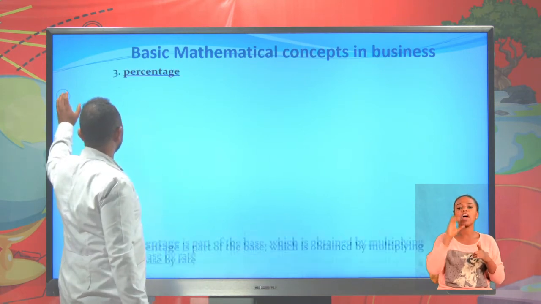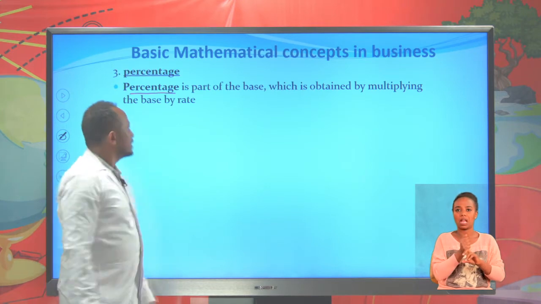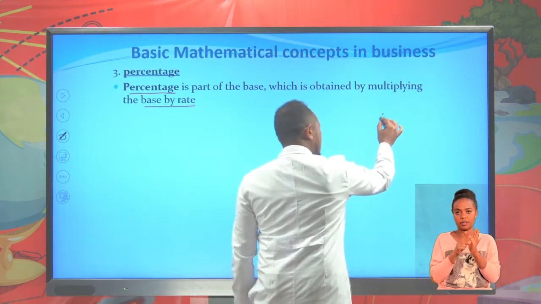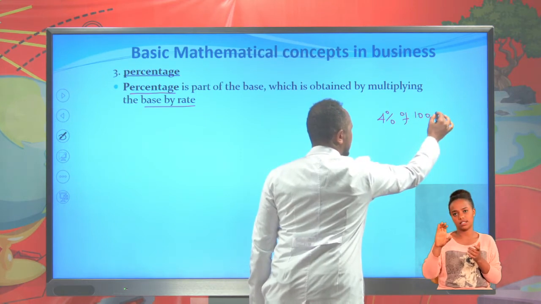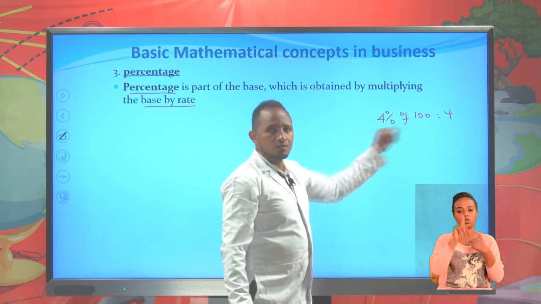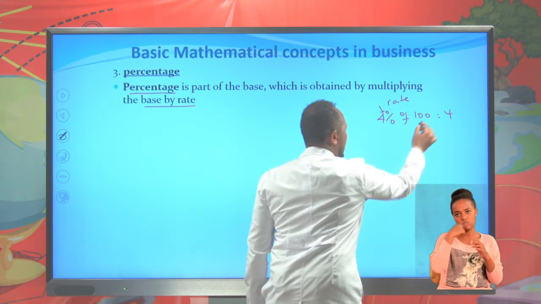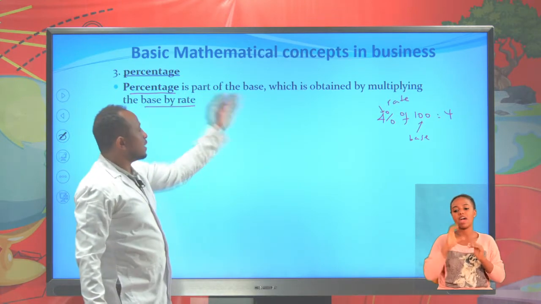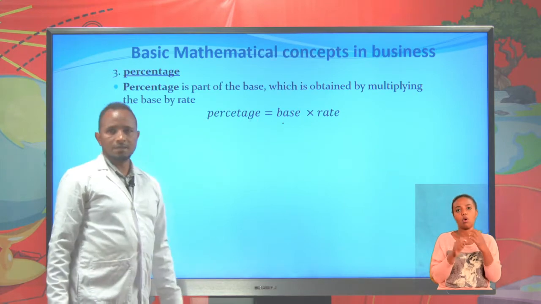Now let's see percentage. Percentage is the part of a base which is obtained by multiplying the base by rate. To explain this, for example, 4% of 100, 4% times 100, gives you 4. In this case, we call the percent, the number expressing the rate, and the whole amount is the base, and a part of the base is its percentage. Therefore, percentage is the part of the base which is obtained by multiplying the base by rate. So percentage is given by base times rate.